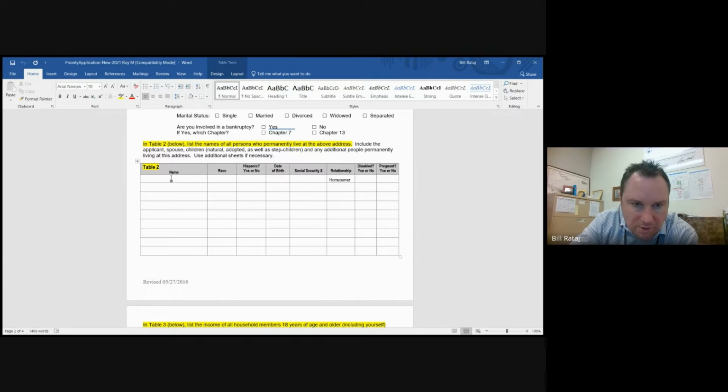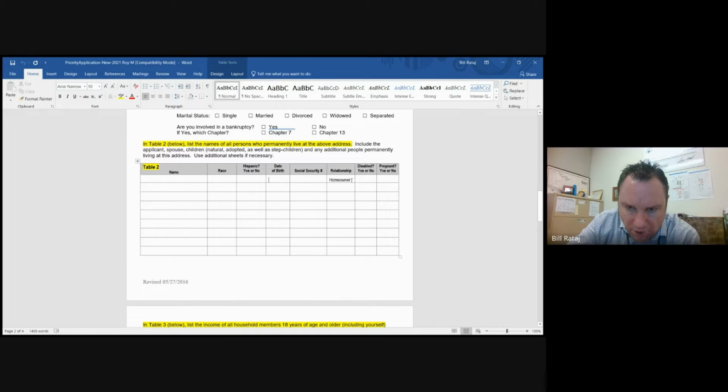So we need the name of each applicant or each occupant, the race, whether Hispanic or not. That's something we have to report to HUD. The date of birth, that's important. We'll talk about that in a little bit. We do need to know the Social Security number because we have to make sure that the applicant is really the homeowner and the applicant of the property.